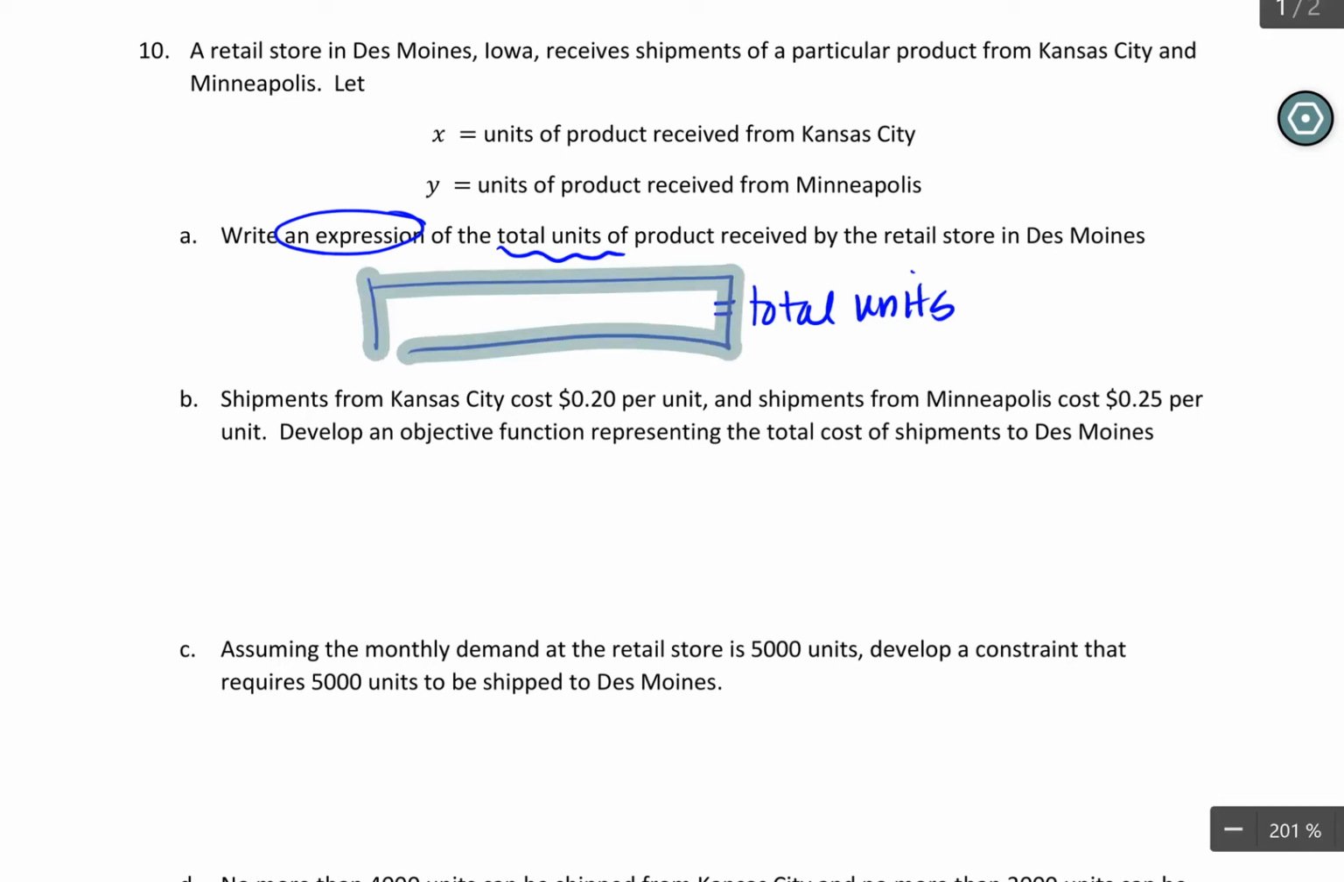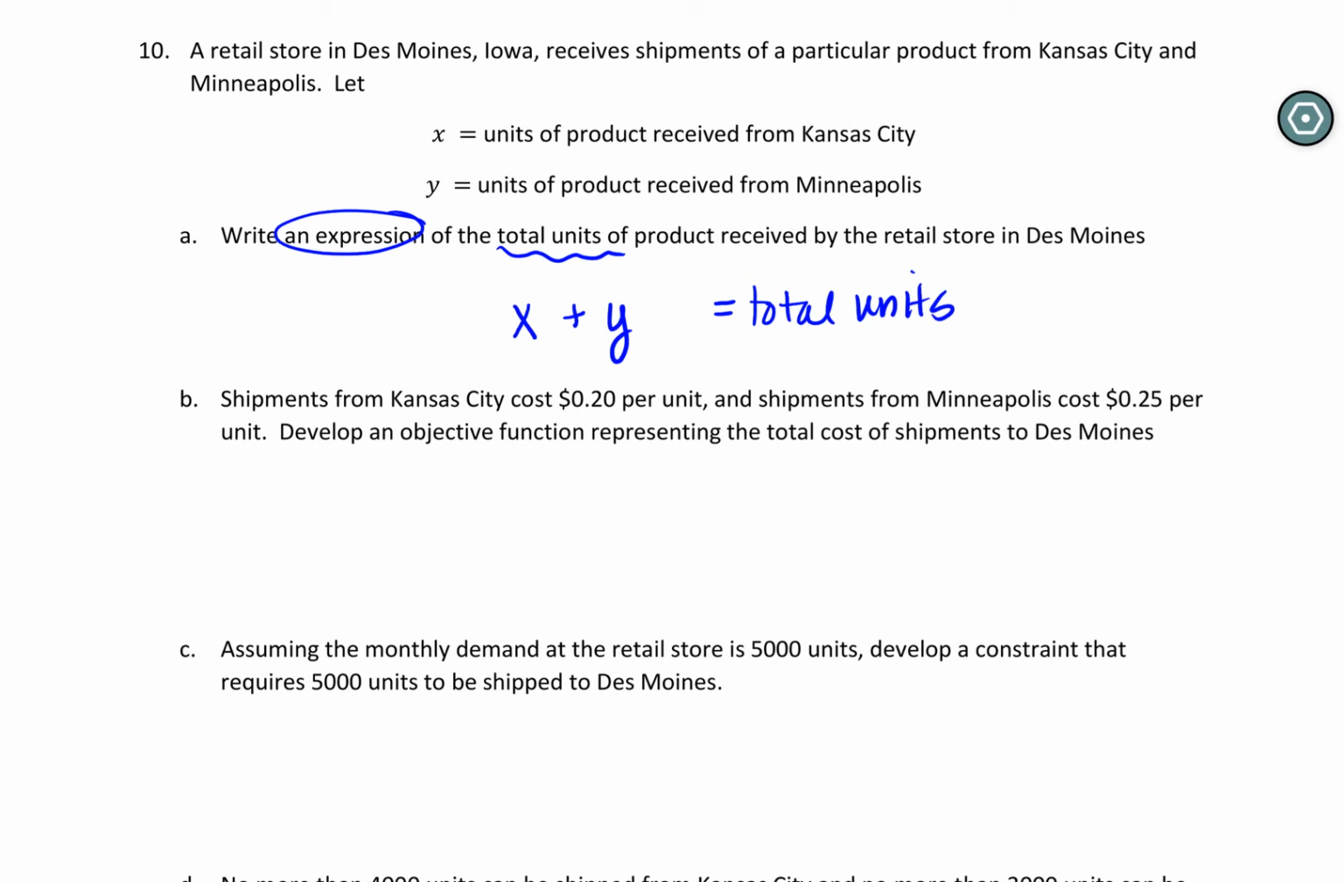Well, we know we have two variables that we're dealing with here. And whatever we get from Kansas City, so x, added to whatever we get from Minneapolis, y, is going to equal the total that they get in Des Moines.